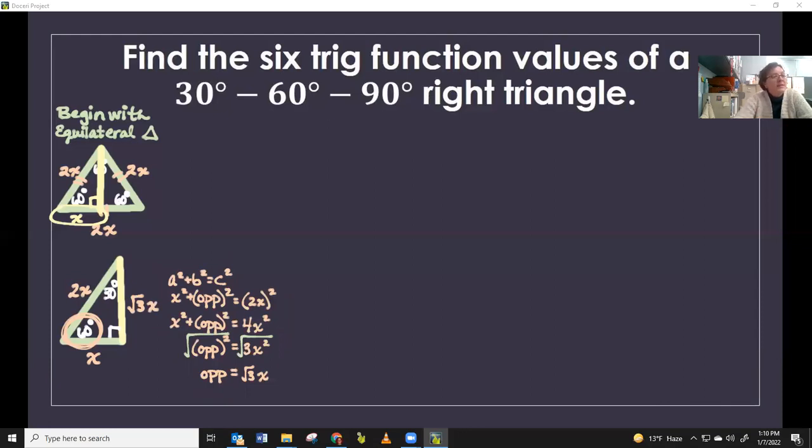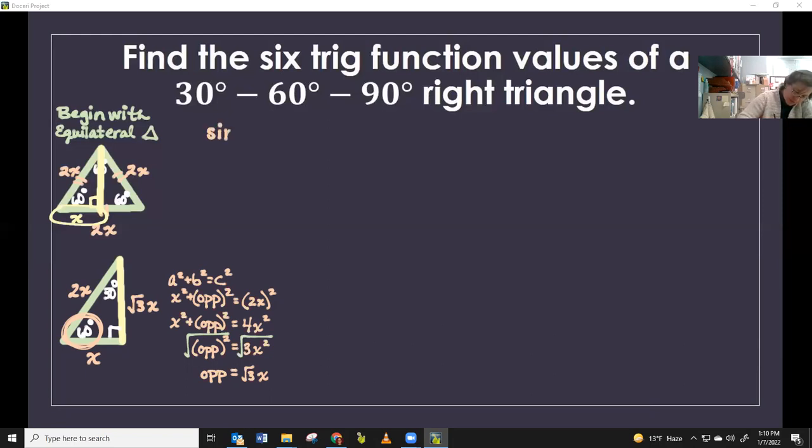And now that I've got sizes for my entire 30, 60, 90 triangle, we can write our 6 trig functions for each of these angles. Notice, not only is it my short leg and hypotenuse that have this 2-to-1 ratio, but the short leg and the altitude, the short leg and the long leg, have a 1 over square root of 3 relationship. All right, let's do our 6 trig functions for the 60-degree angle first.